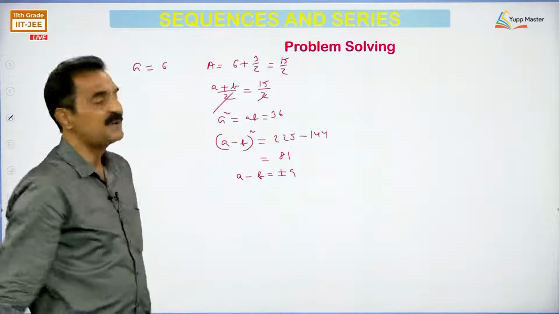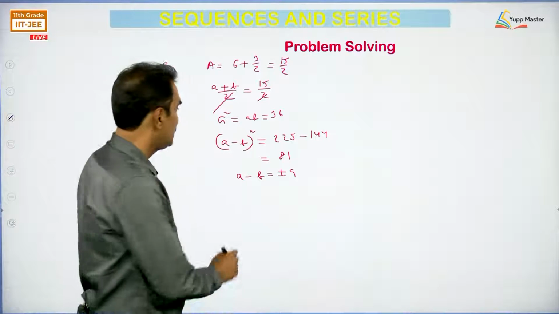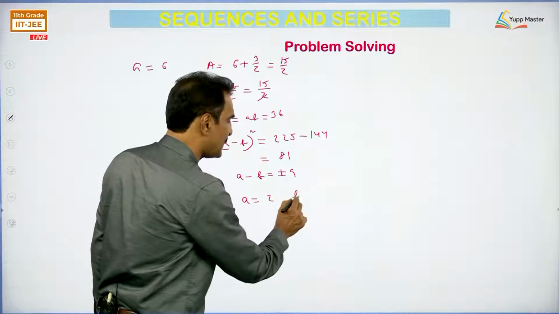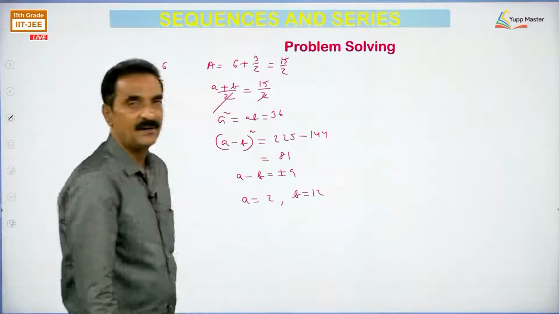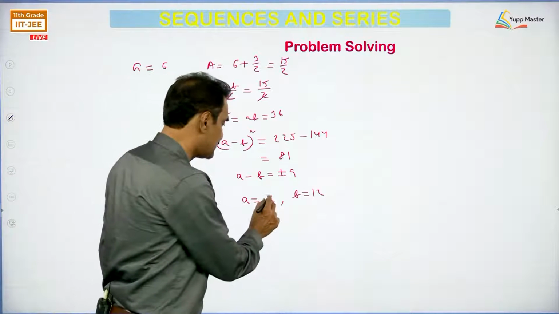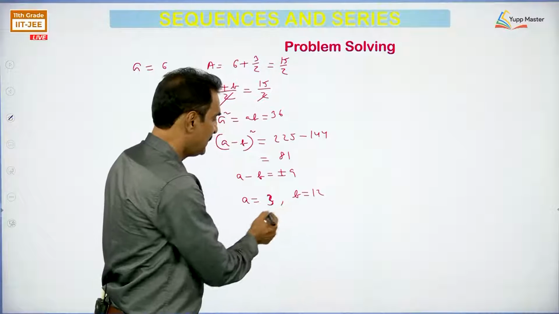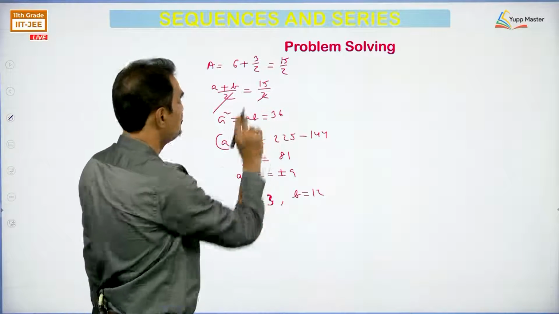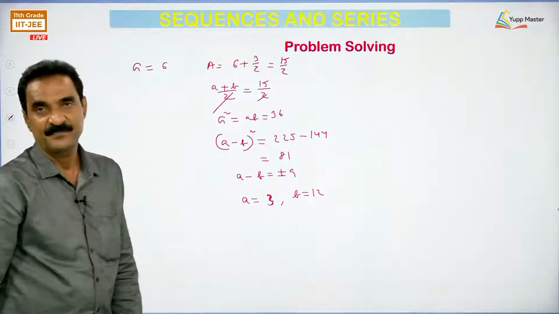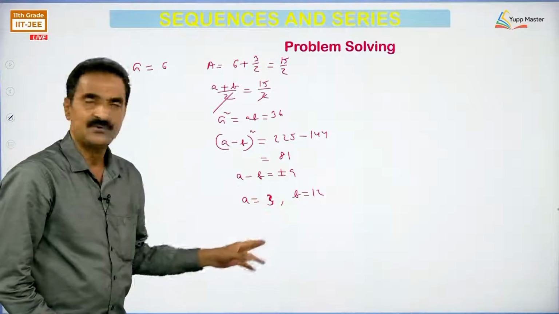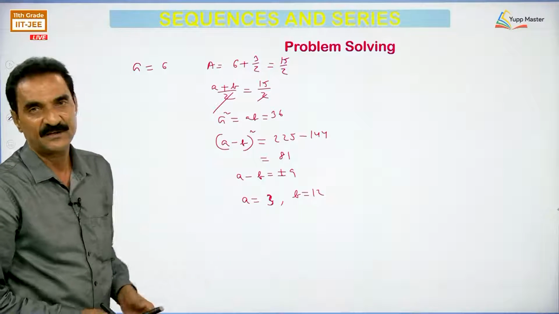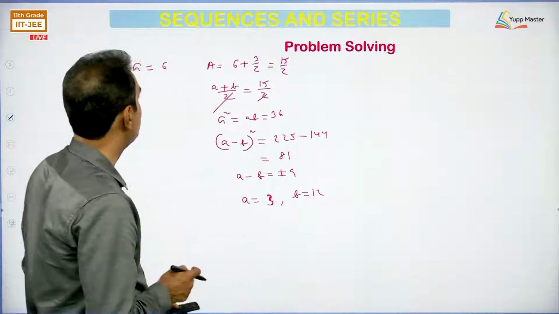From A minus B and A plus B, calculate A and B. You will get one number as 2, the other number is 12. Alright. No, I think 3 and 12, I think. 3 plus 12 by 2, 15/2 is matching, and root over 3 into 12 is 6. You may get 12 and 3 also. 3 and 12 or 12 and 3, both are correct. Alright. Now let us proceed to the next question.